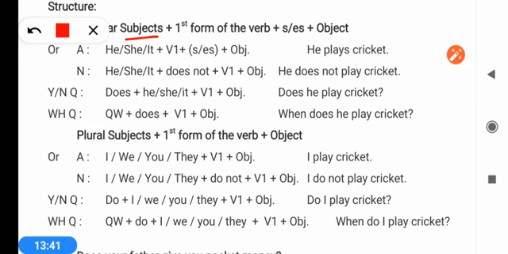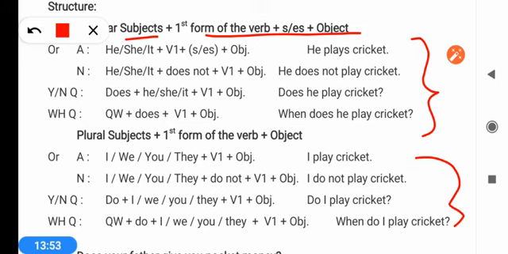Singular subject, first form of the verb with s or es. Here these 4 sentences are there: he plays, he doesn't play, does he play, when does he play. In the same way with plural: I play cricket, I don't play cricket, do I play cricket, when do I play cricket.